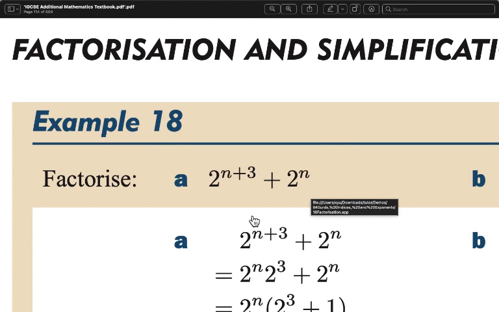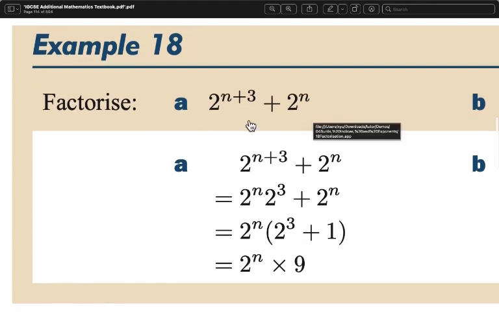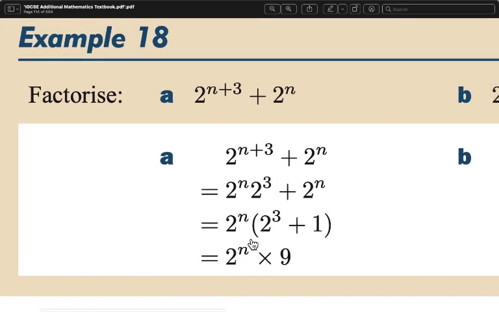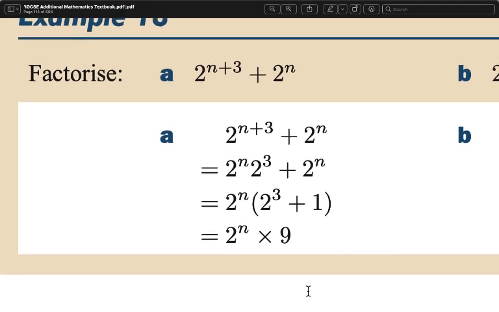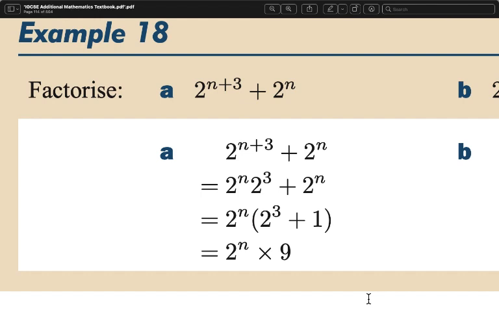2 to the power of n plus 3 can be broken down into 2 to the power of n times 2 to the power of 3, and then plus the 2^n at the end. Both terms contain 2^n, so 2^n can be singled out, and the final expression is 2^n times (2 to the power of 3 plus 1), as there's only 2^n present in the second term. 2 to the power of 3 is 8, 8 plus 1 is 9, so the final answer is 9 times 2 to the power of n.